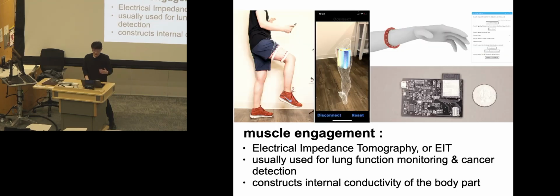We also have wearable devices for muscle engagement. This is one of my previous works, utilizing electrical impedance tomography. This technique is usually used for lung function monitoring and also cancer detection in clinics. We use it to reconstruct the internal conductivity of the body part and look at the volume changes of the muscle, and also how much blood was infused into or got out of the muscle area. We use that to interpolate a muscle engagement level in the surrounding area.